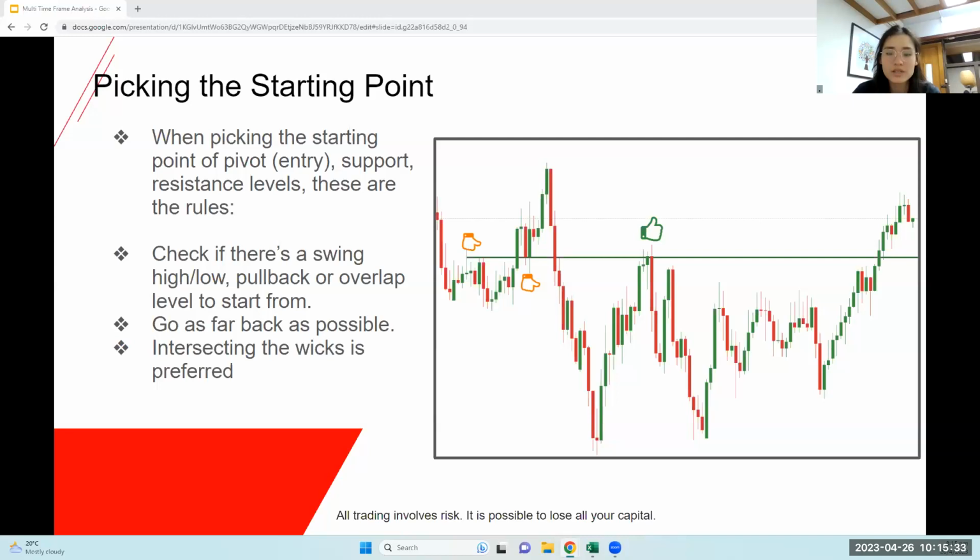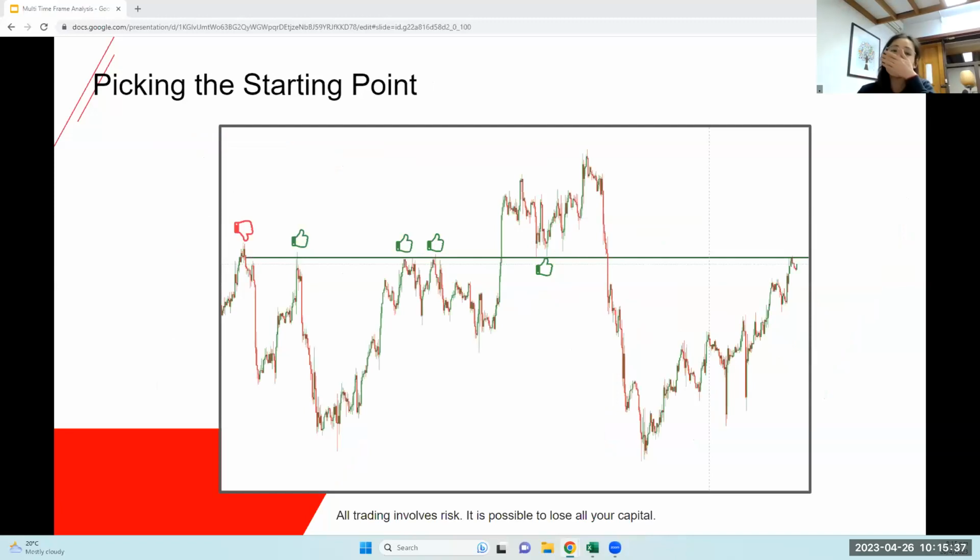Okay, let's look at a couple more examples of this. Here, the first thumb that you see over here is a red thumb, which we should stay away from. Our levels intersect too many bodies of the candlesticks at the first swing high. So that's what we should stay away from. Instead, we want to look for levels that have clean cuts of just the wicks of the candles, like you see from the green thumbs over here.